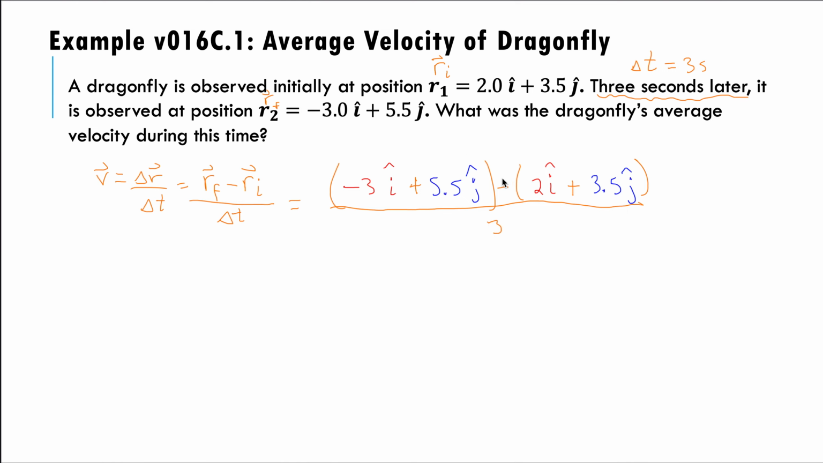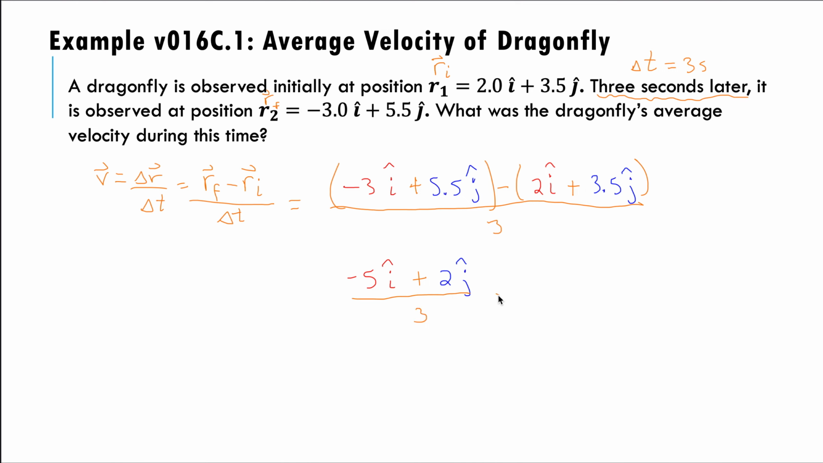So I just wrote them using these colors, so you can see that when we are working with vectors, we're going to do the i, so minus 3i minus 2i, right, which is going to give us minus 5i. And then we have 5.5j minus 3.5j, which is going to give us 2j. And all of this is going to be over 3.